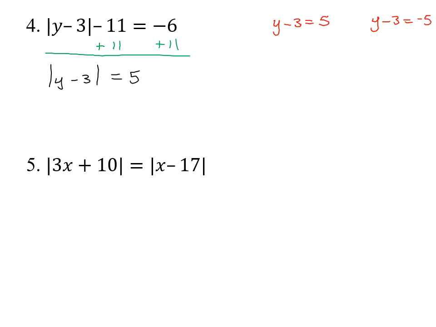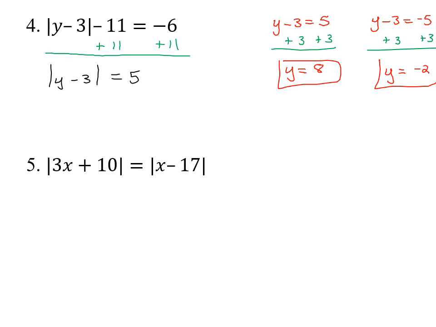Add the 3 to everything to get the y by itself. And you'll get y equals 8 or y equals -2. And again, you can check it if you want to. If you plug 8 in, 8 minus 3 is 5. 5 minus 11 is -6. So yeah, that's right.